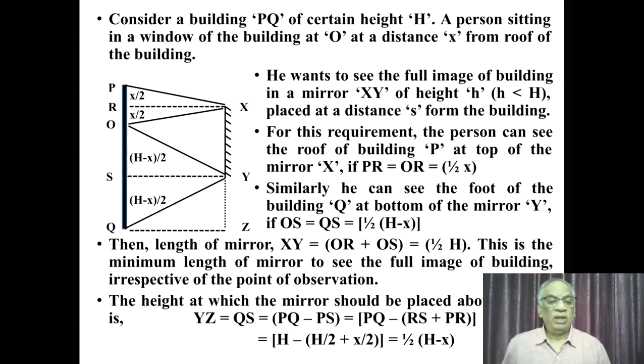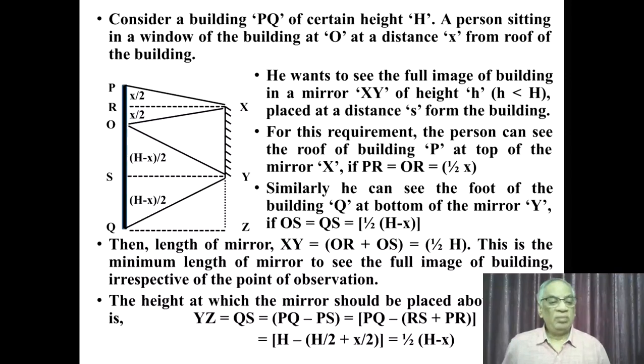So for this requirement, the person can see the roof of the building P. Standing at O, he wants to see the building top P first. So the light ray starting from P should reach X, that is the top portion of the mirror. From there it reflects back and reaches O. So then only he can see the top of the building.